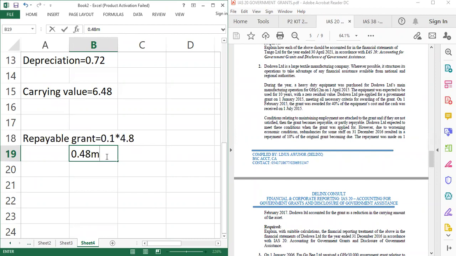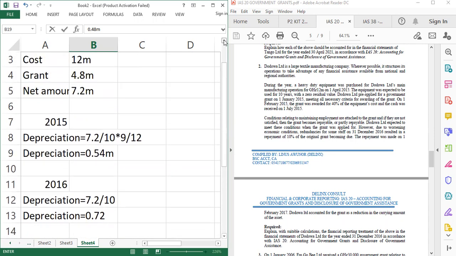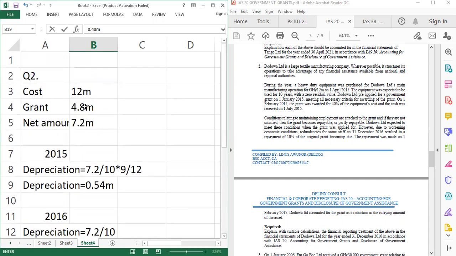What is the meaning? It means that the 0.48 was not taken as a grant at all. If that was not done, we are going to use two methods of doing this. If 0.48 out of the 4.8 was not taken at all, then what should have been the actual grant taken? It means that only 90% of the actual grant was taken, because we are paying 10% back.